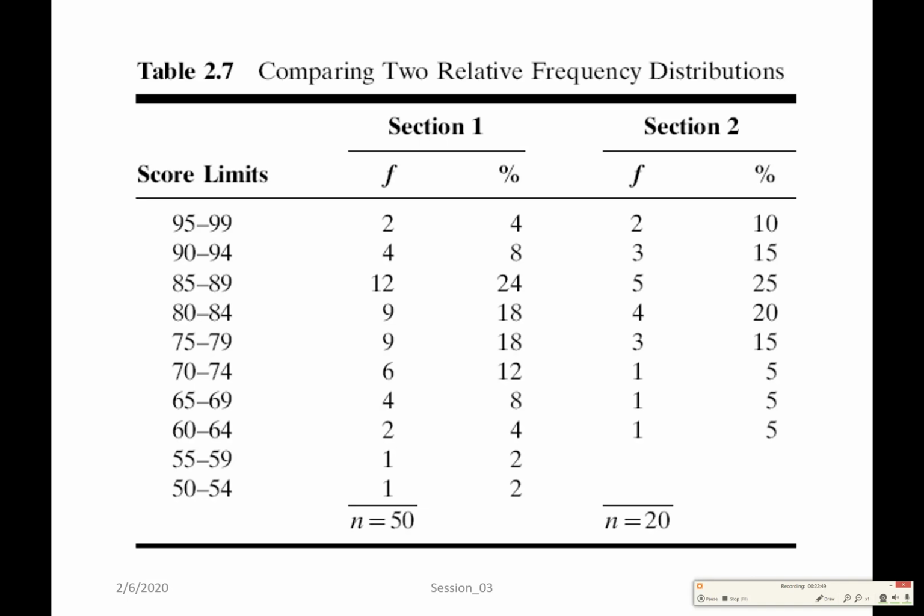So I would say section 2. Just looking at the sheer numbers, a lot more people scored 95 to 99 here. If you compare these two, the majority of them are right here. So one can say section 2 did a lot better than section 1. That's the benefit of having these columns that you can compare.